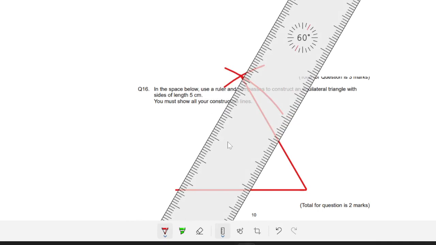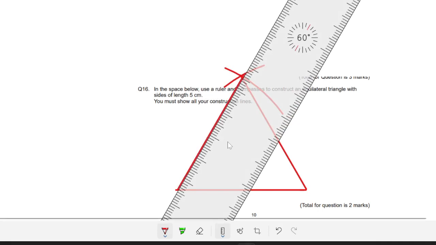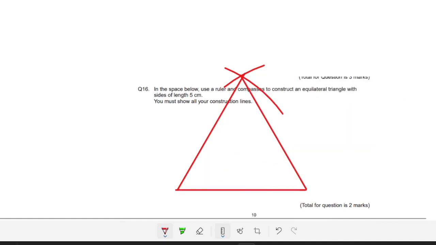So that's how I draw an equilateral triangle using a ruler and a compass. That's my method for it. So again, draw my 5 centimeter line, place the point of the compass on one end of the line, the pencil at the other end, and I do an arc into the center. Repeat the process from the other side, and then join them up.